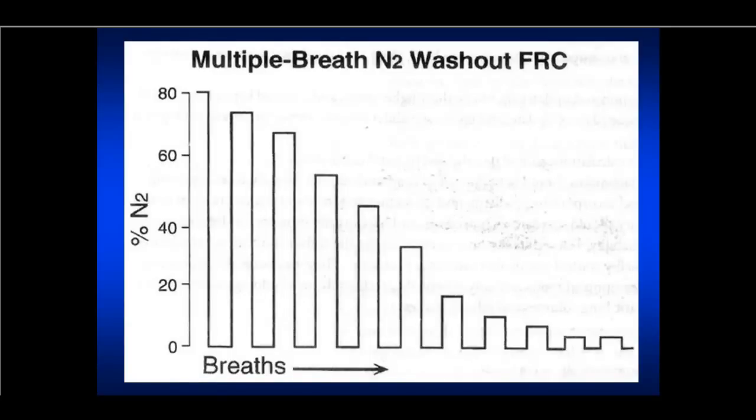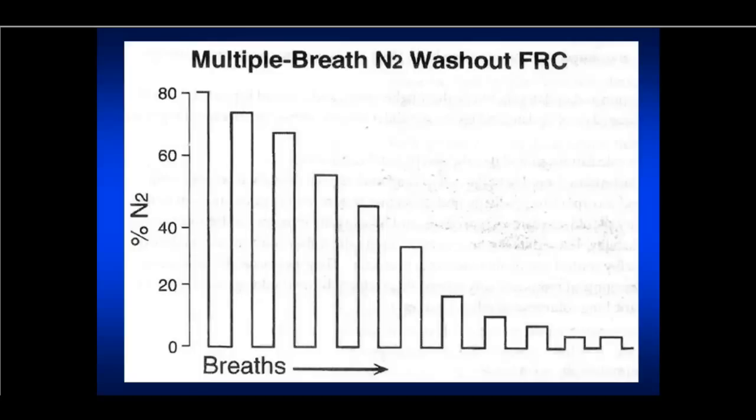Nitrogen washout involves the patient sitting in a chair, nose pinched, breathing 100% oxygen. And we're basically measuring here with a spectrometer, breath by breath, the percent of nitrogen. Right? So with each breath, since we're not inhaling any nitrogen, we're washing out what nitrogen we have in our lungs, and we start out at 78%, which is what we're breathing right now.